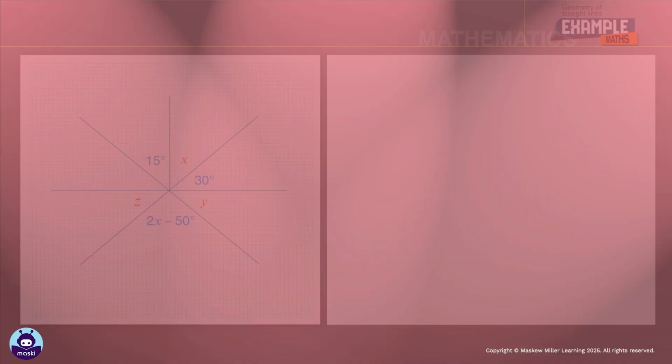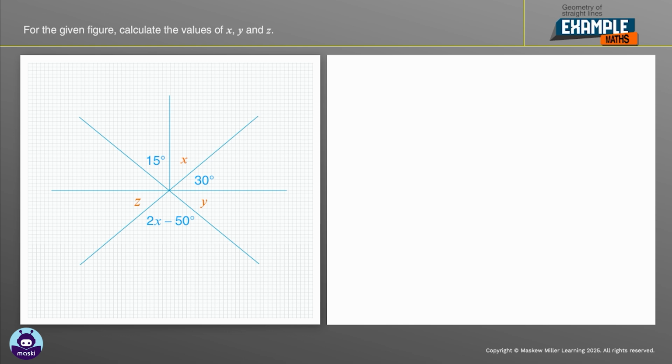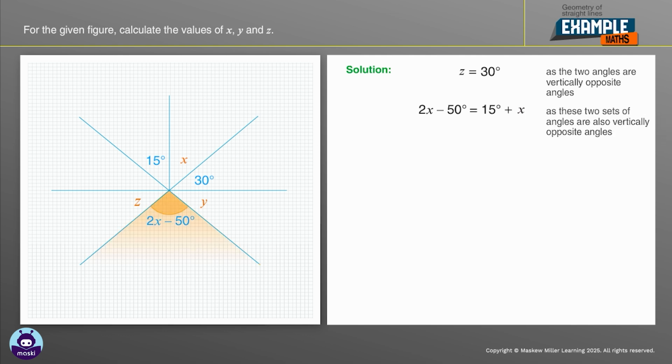Problem 2. For the given figure, calculate the values of x, y, and z. Solution. To calculate the value of x, we shall form an equation and then solve it. z equals 30 degrees, as the two angles are vertically opposite angles. 2x minus 50 equals 15 plus x, as these two sets of angles are also vertically opposite angles. Hence, x equals 15 plus 50 equals 65 degrees.